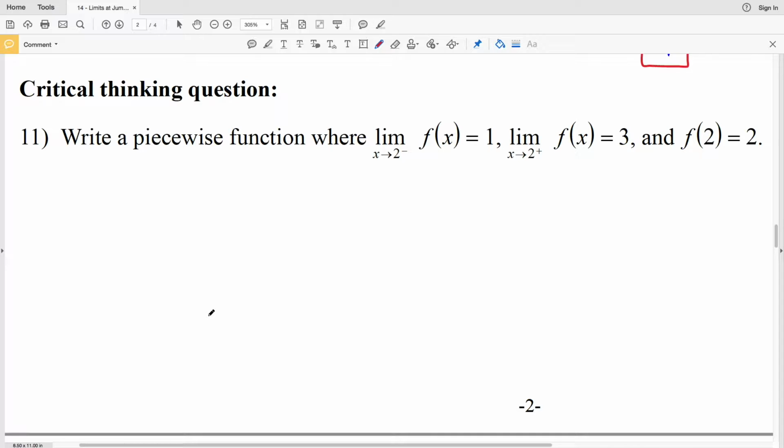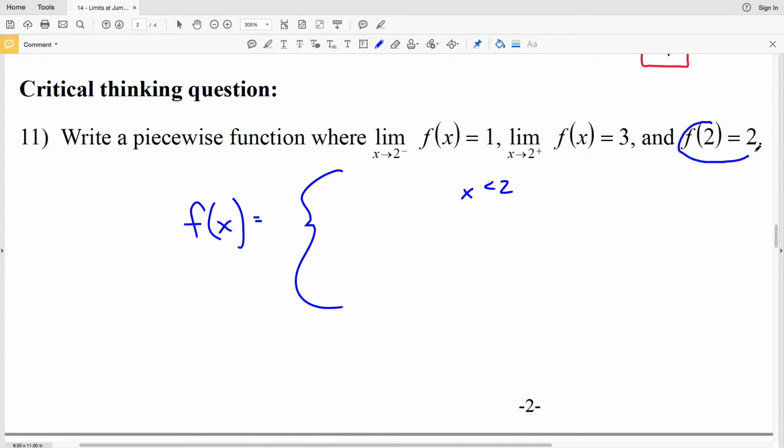It says, write a piecewise function where the limit of f of x as x approaches 2 from the left is a positive 1, the limit of f of x as x approaches 2 from the right is a positive 3, and f of 2 is equal to 2. So for this piecewise function, we're going to have 3 separate pieces. So f of x is going to equal, first off, we have a limit where x approaches 2 from the left. So that's from negative infinity to positive 2. So that's for values where x is less than 2.